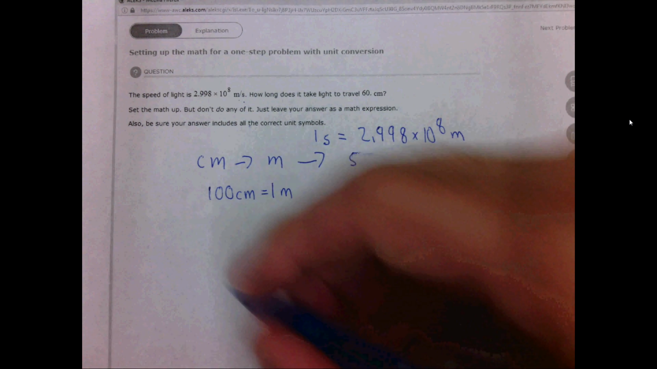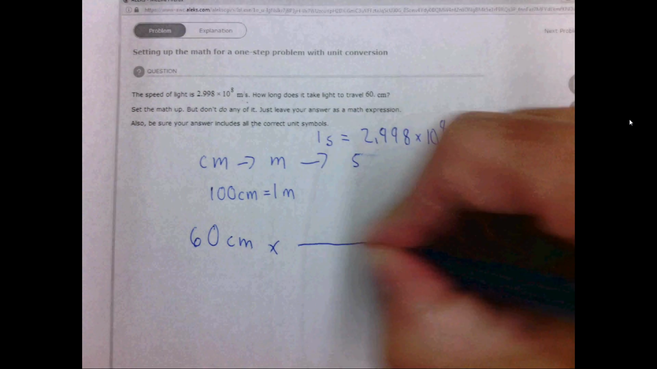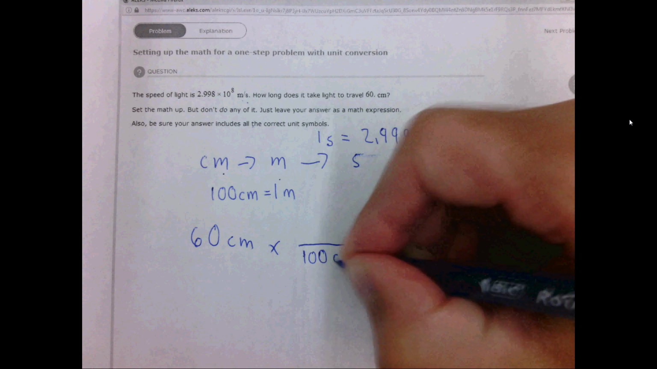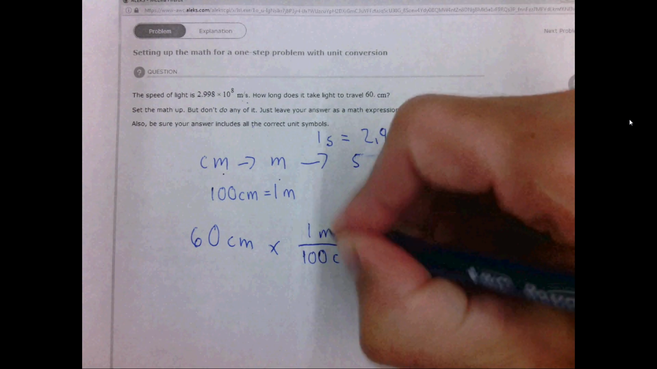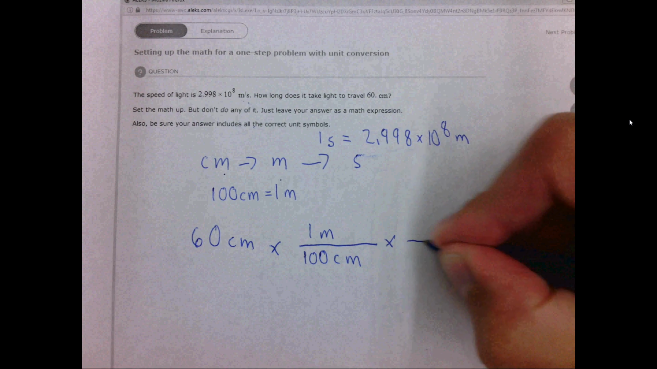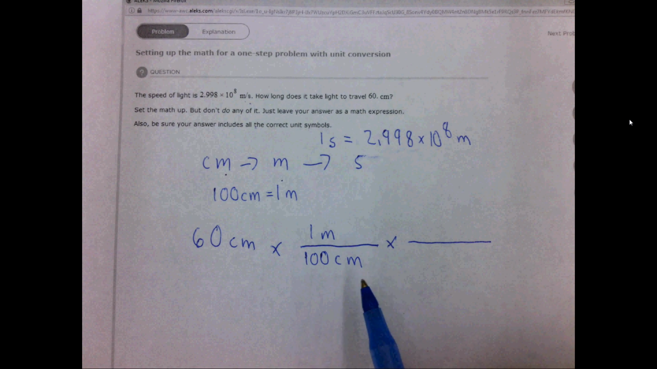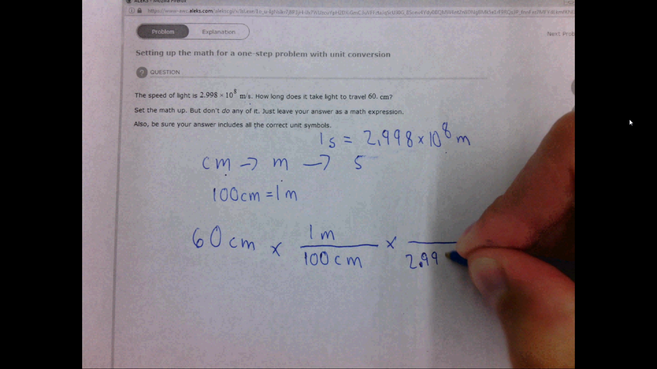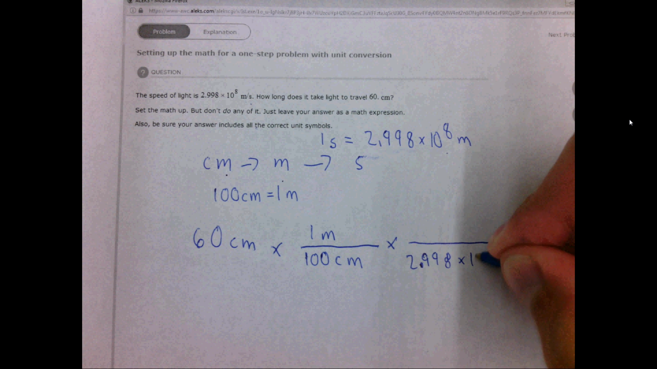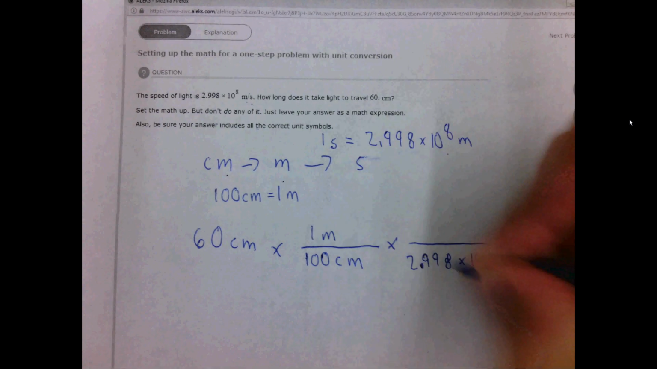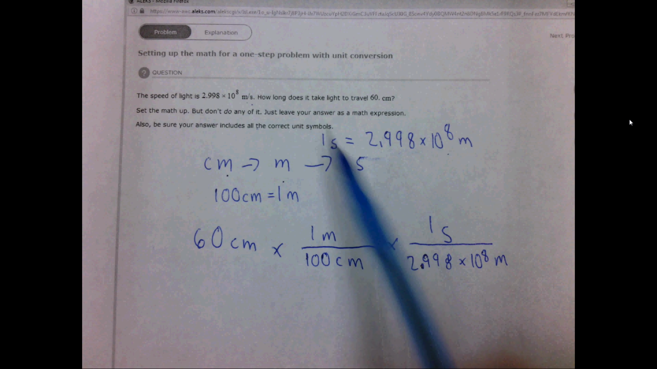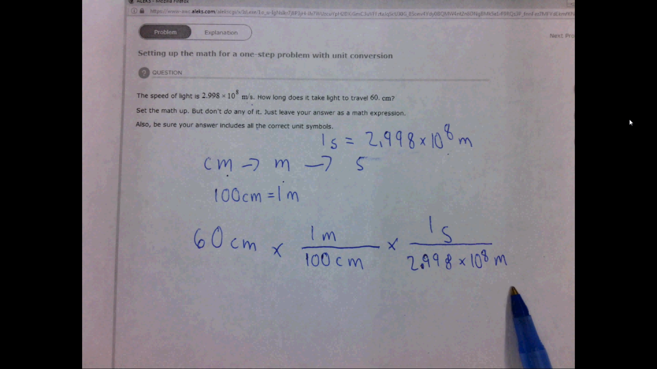So now starting with 60 centimeters times, we want centimeters to cancel out and convert to meters. So we put the 100 centimeters on the bottom, 1 meter on the top, times, in the next case, we want meters on the bottom, 2.998 times 10 to the 8 meters, so meters will cancel out, and the 1 second on the top, so that we'll have the amount of seconds it takes for the light to travel this far.